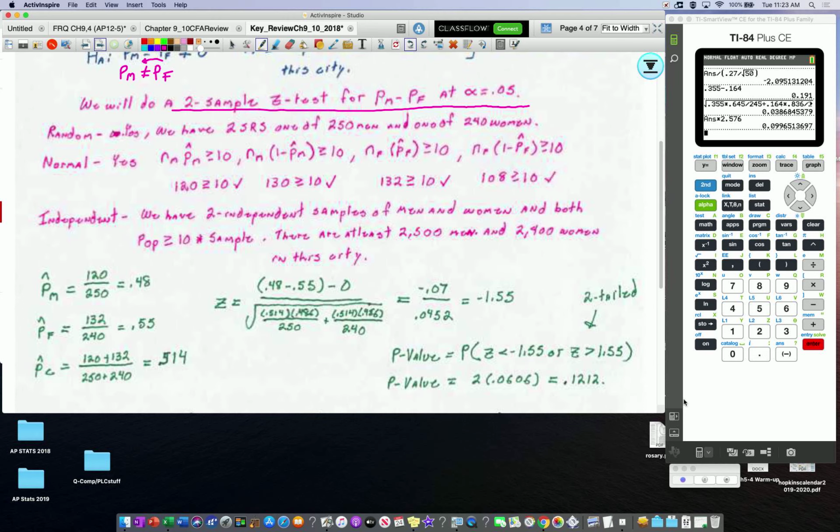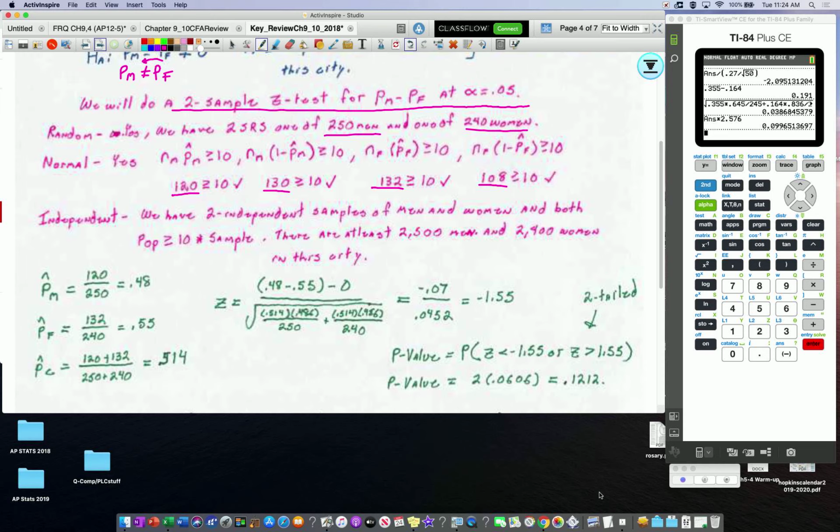So random, yes, we have two simple random samples, one of 250 men, the other 240 women. Are the number of people that said that they are not going to support them all greater than 10? 120 men said yes, 130 men said no. 132 women said yes, 108 women said no. Remember, these two add up to 250. These two will add up to the 240 women. Are they independent? We do have two independent samples of men and women, and both populations should be greater than the sample. We could easily have 2,500 men and 2,400 women in this city voting in the election.